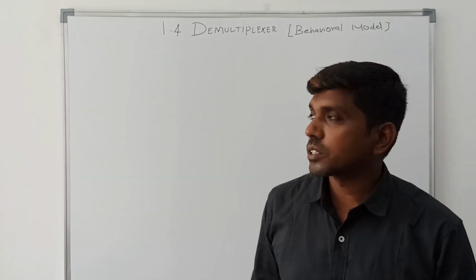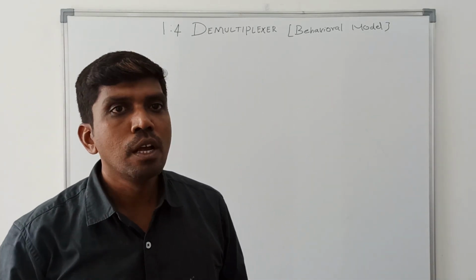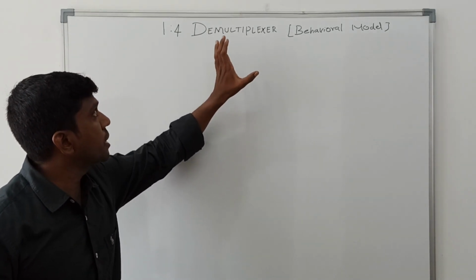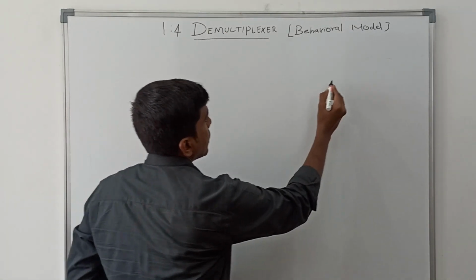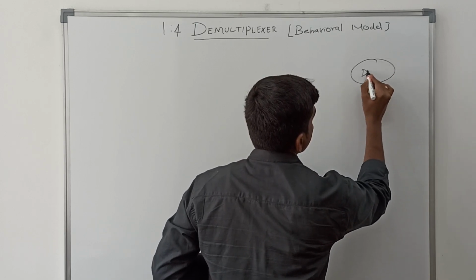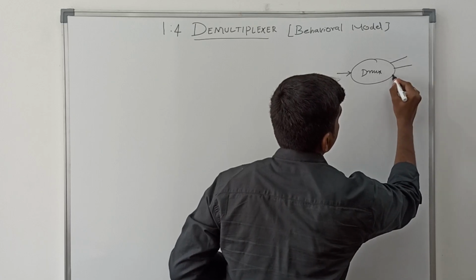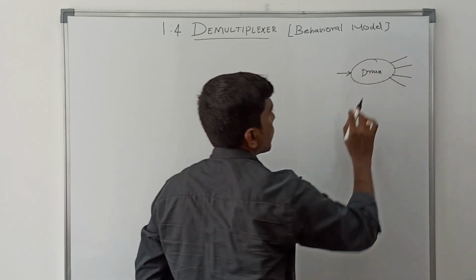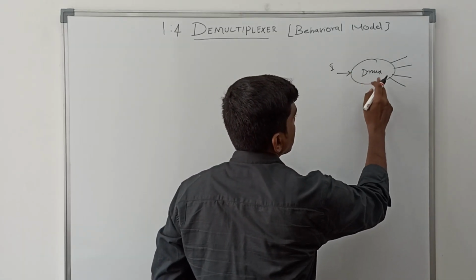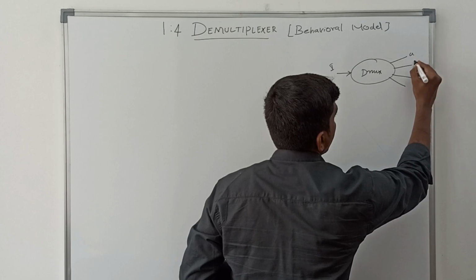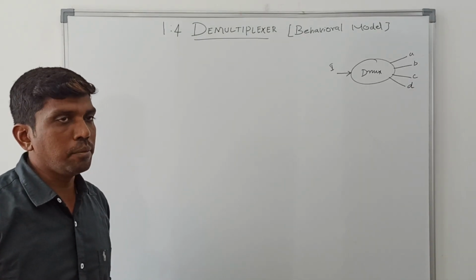Today's session I am going to discuss the 1:4 demultiplexer using a behavioral model program. Before I start to write the program, first I recall the term demultiplexer. What is a demultiplexer? De-mux means one input is converted into many outputs, so it's called a de-mux. Here the input is I, and the corresponding outputs are A, B, C, D. It's a simple concept of de-mux.